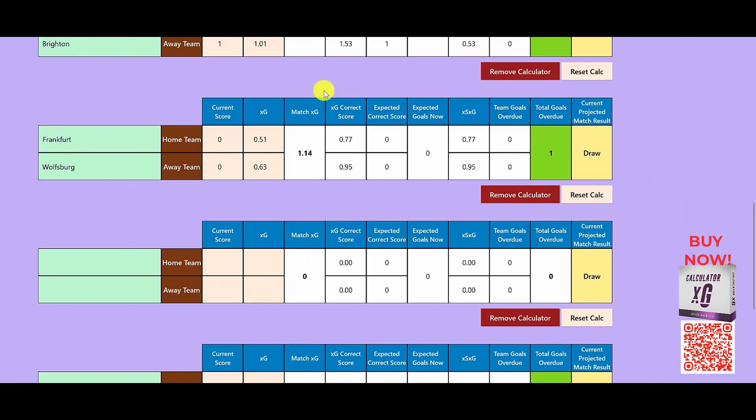So we're looking at a match from the Bundesliga, Frankfurt and Wolfsburg. It's 0-0 at half time, but there have been more than enough chances for the XG numbers to suggest that there's a goal overdue.